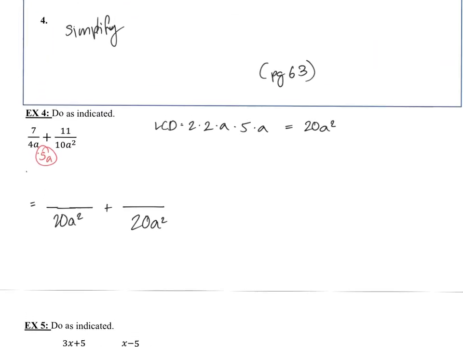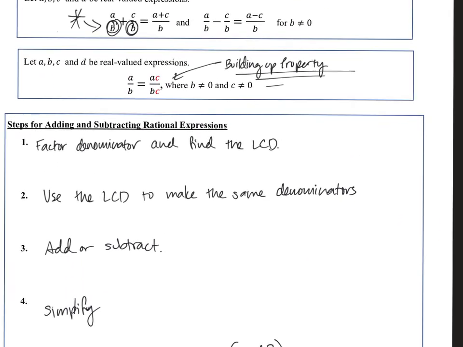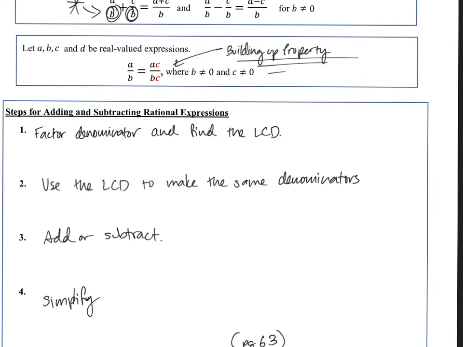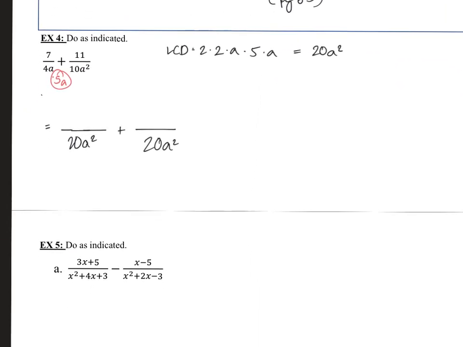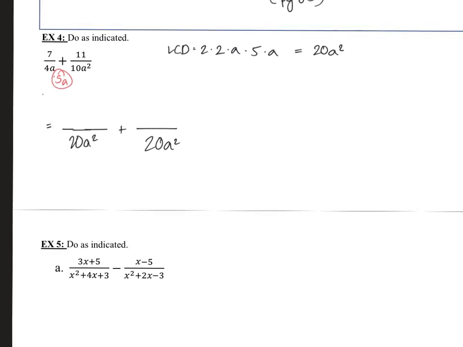But pause. Remember that rule that we had up above? If you multiply it to the bottom, you need to multiply it to the top. So that's what we have to do. We found out what we needed to multiply to the bottom, and sort of as just an after side effect, we have to multiply it to the top. So on the top, we get 7 times 5a, and the bottom was the 4a times the 5a.